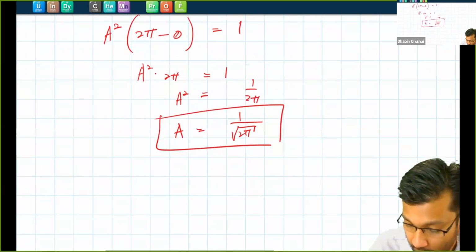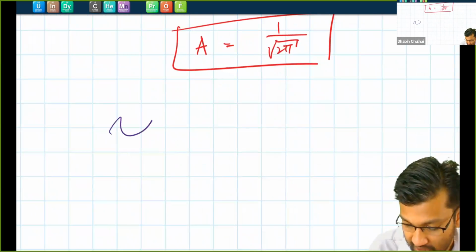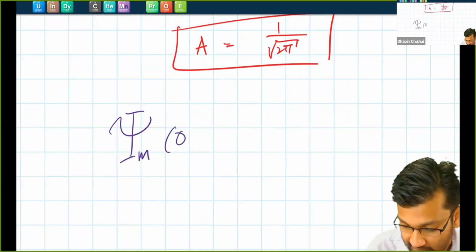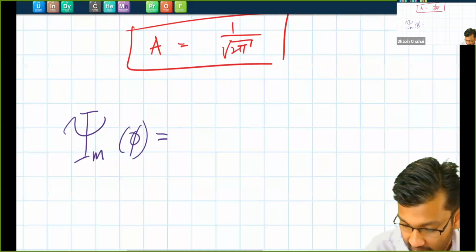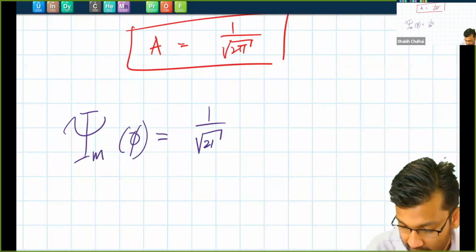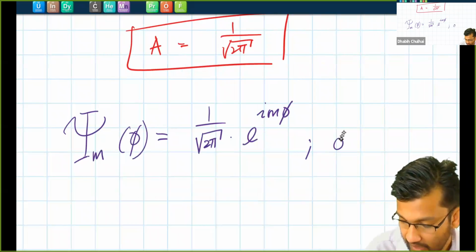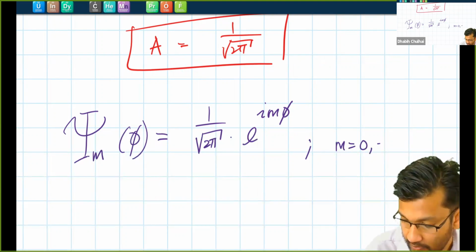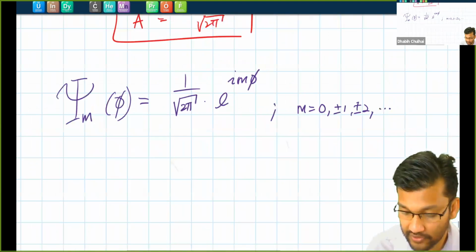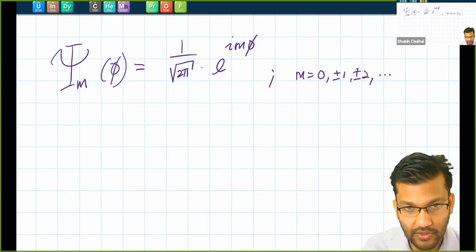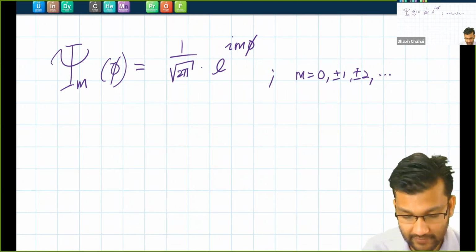So if we write the whole wave function now for this particle on a ring, it has this quantum number m. It's a function of the angle phi. A is 1 over square root of 2 pi, so we know that. And it's e to the i m phi, where m is either 0 or plus or minus 1 or plus or minus 2 and so on. So that's the wave function of a particle on a ring.